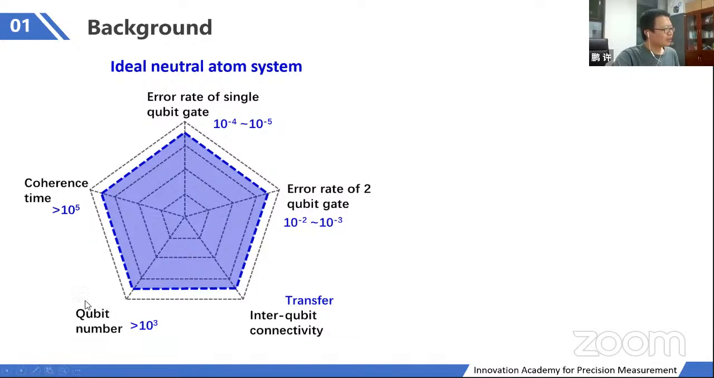And for the qubit number, I think it is not a big problem, because people always think neutral atoms can be scaled to a large number. And what about the interqubit connectivity? Here there are some proposals for transport to have arbitrary 2 atom interactions. So ideally, the neutral atom system is really a good platform.